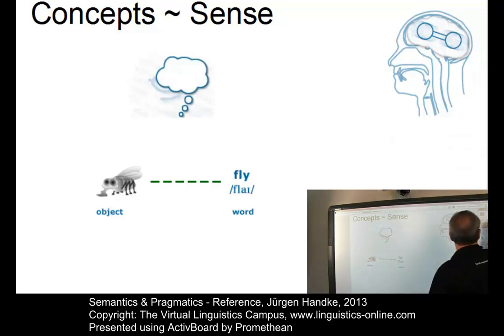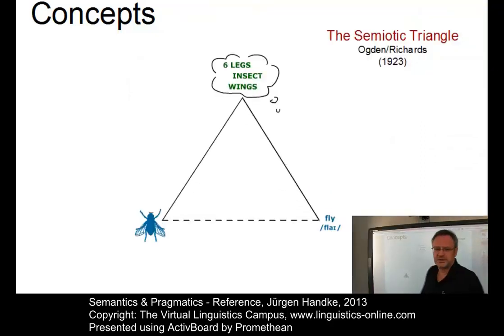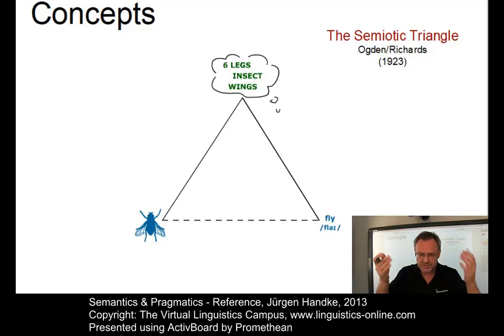The modern solution to the problem of explaining the nature of word meaning is to define the meaning of a word in terms of the image or concept in the speaker's or hearer's mind. This relationship can best be illustrated by means of the semiotic triangle as introduced by Charles Ogden and Ivor Richards in 1923. The idea is that words and objects may be related in several ways.